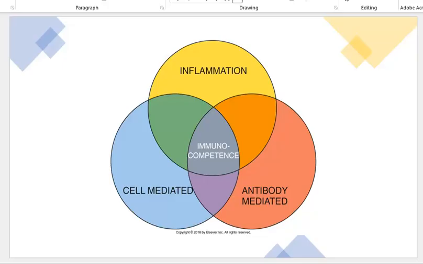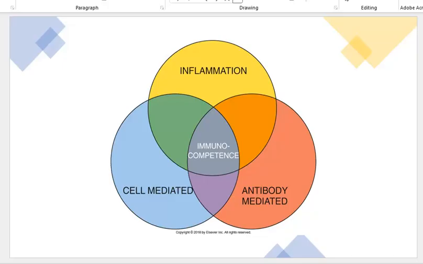The definition is a protective biological response of the immune system to harmful stimuli such as pathogens, damaged cells, or toxins. It is to eliminate the cause of injury, clear out dead cells, and initiate tissue repair. The vital signs of inflammation would be redness, heat, swelling, pain, and loss of function in the affected area.